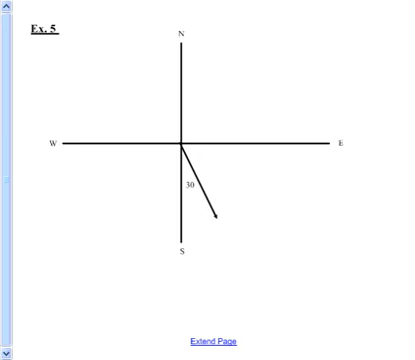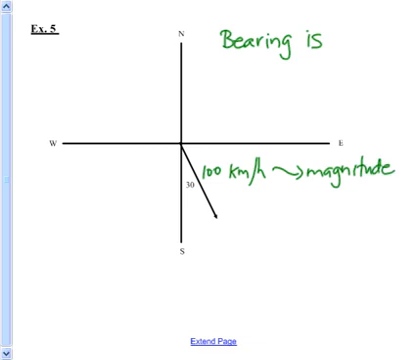Last example. We have a vector that is positioned here. It has a length of 100 kilometers per hour. And we need to give a bearing for this one. So this is the magnitude. The bearing, starting from north, turning clockwise, is right here. There are 90 degrees in this guy. There are 60 degrees because 60 and 30 is the next 90. So we know that the bearing is 150 degrees.